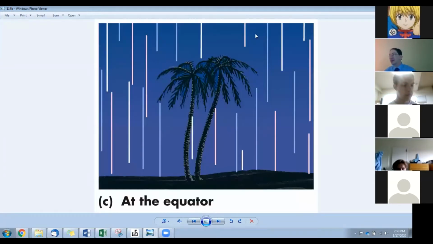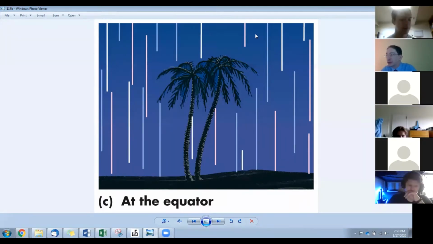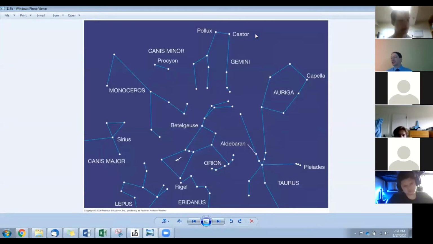So everything rises, everything sets. If you're on the equator, things will appear to rise straight up, and then they'll move over and set straight down. So no stars are circumpolar at the equator. Okay, good. This is the last thing for motion of the celestial sphere.